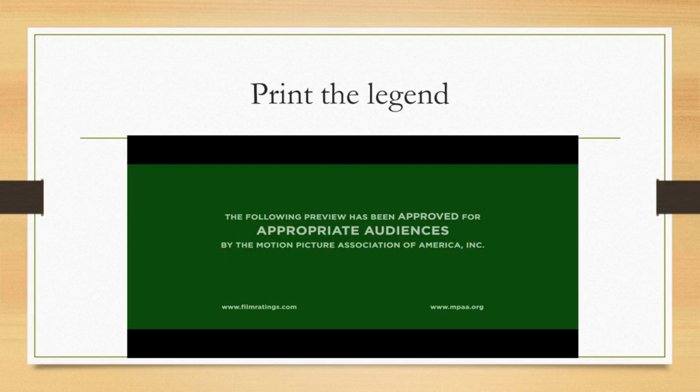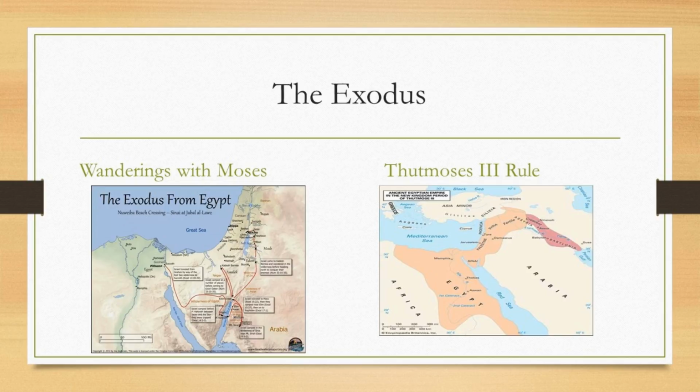We know that. Now, if we take a look at this map, we see the record of the Exodus and the wandering. The map on the left shows a little bit about the Exodus and the wanderings. Now, notice something. If we compare it to Thutmose III's extent of reign on the map on the right and all the campaigns listed, notice something. The Exodus just skirts the edge of Egyptian influence.